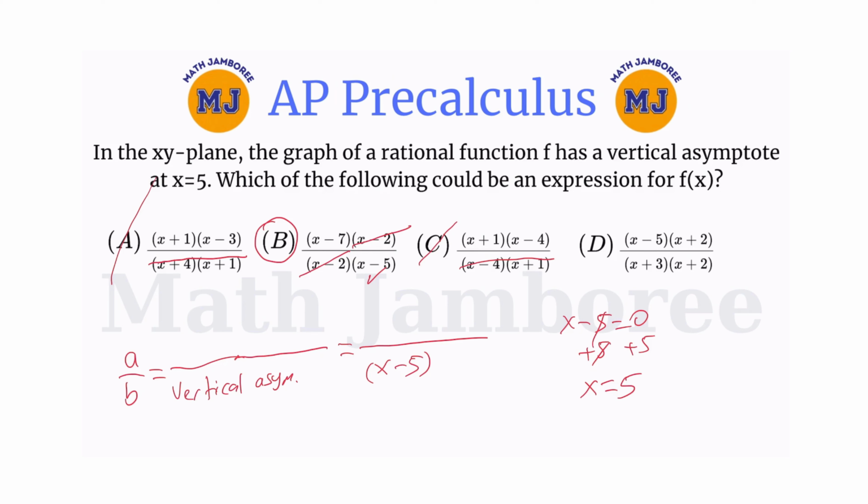In choice D, do we have x minus 5 in the denominator? No. We have x plus 3 and x plus 2. Then we can go ahead and eliminate choice D as well. So our correct answer for this question is, again, choice B. And this is how you solve this type of question.